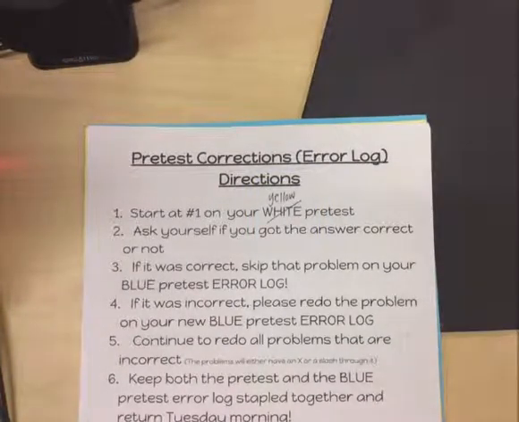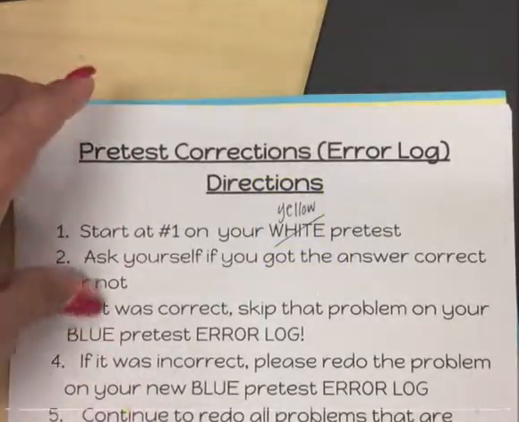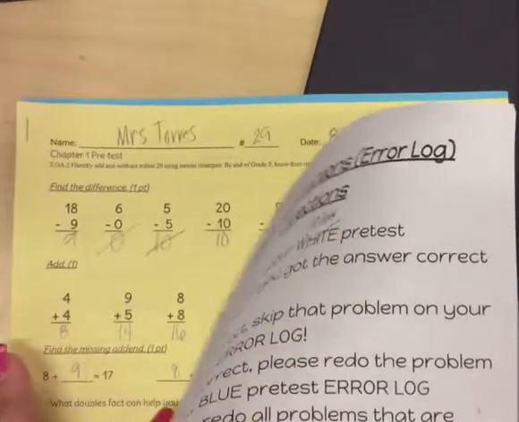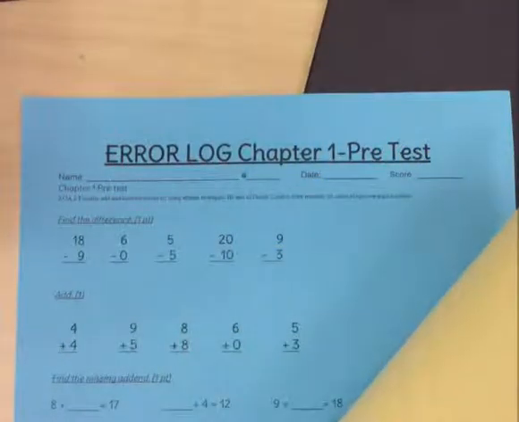So this is what went home today, and it has the direction sheet. Stapled to that is the pretest for Chapter 1, and behind that is the error log response form.